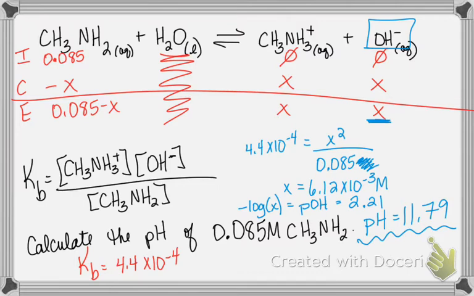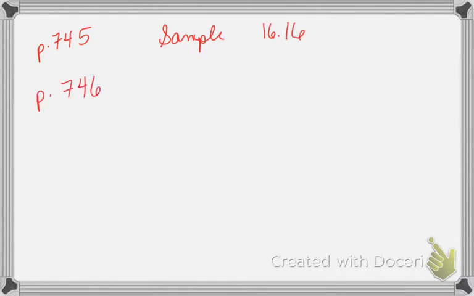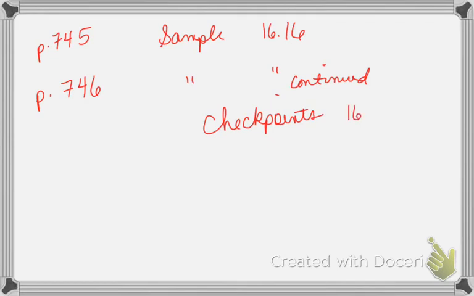Okay? I only worked one of these, but there's more practices in your book. Let's see, that was the end of section 16.6. So on page 745, there's sample 16.16. And then on page 746, 16.16 is continued. And then there's some checkpoints for you if you want to practice those. Again, you're going to get practice on Connect, but it's the checkpoint for section 16.6. Okay? And that will complete Lecture 2 of Chapter 16.